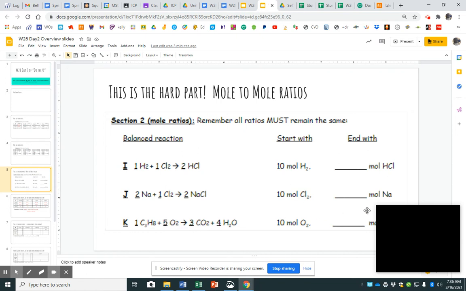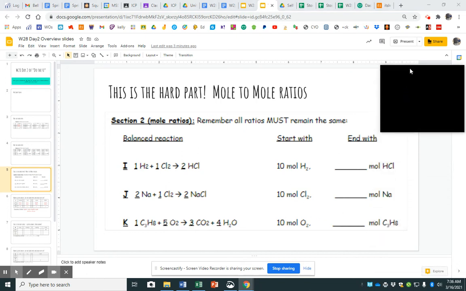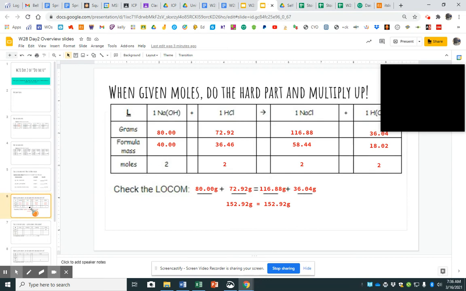Now this one, if you have 10 moles of oxygen, and I'm going to move the camera here, how many moles of propane do you need? Well, if I have 10 moles of this, there's a 1 to 5 relationship. I need to have a 1 to 5 relationship at the end. 1 to 5 is the same as 2 to 10. So I need 2 moles of propane to react with 10 moles of oxygen. This is the hard part. This is the part that you really need to be conscious of and be thinking of as you're going through this. Let's do one. So let's do L.